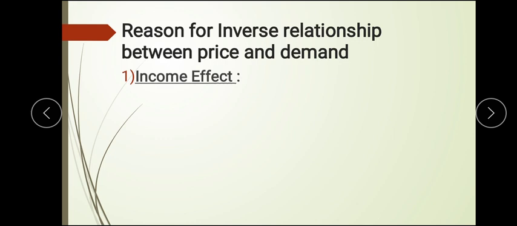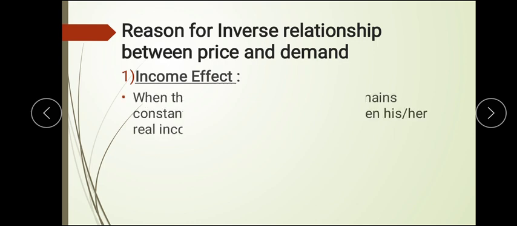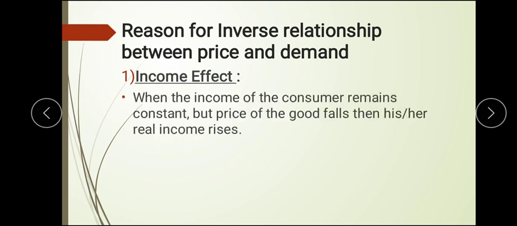So ultimately it raises the demand for a product, because when income increases, demand also increases. It is a direct relationship. Here, the income of the consumer remains constant, but the price of the good has fallen. For example, your father's income is 25,000 and it is constant, and the price of that particular good has fallen. What will happen? Then his or her real income rises. Here real income means purchasing power.